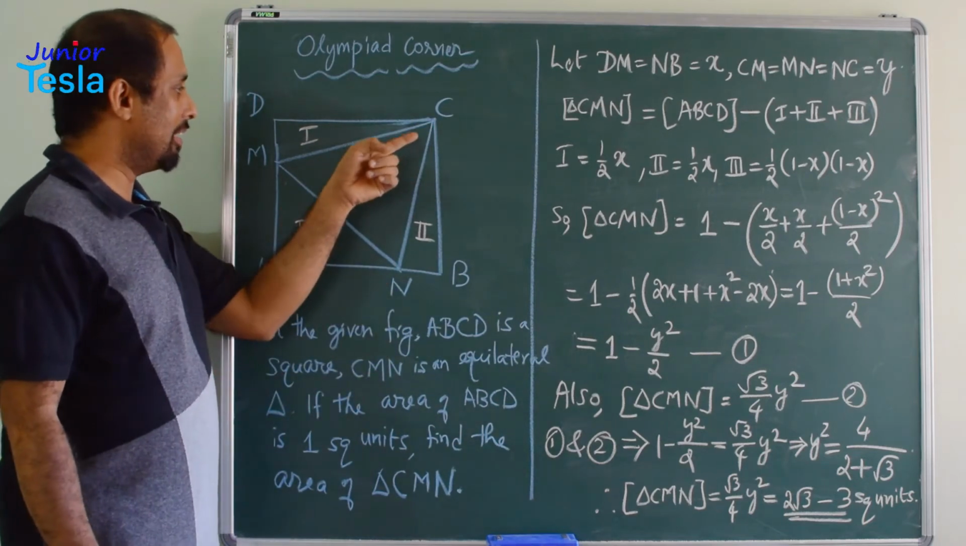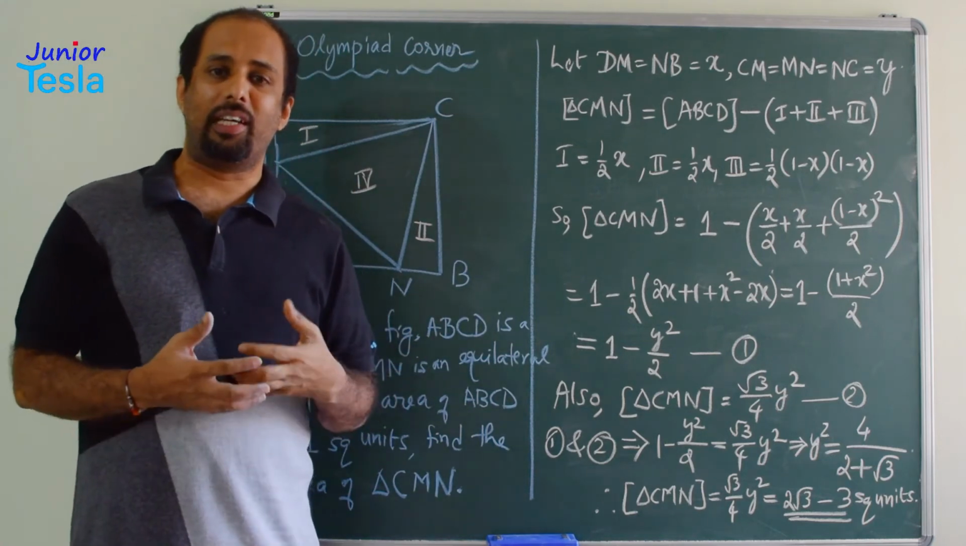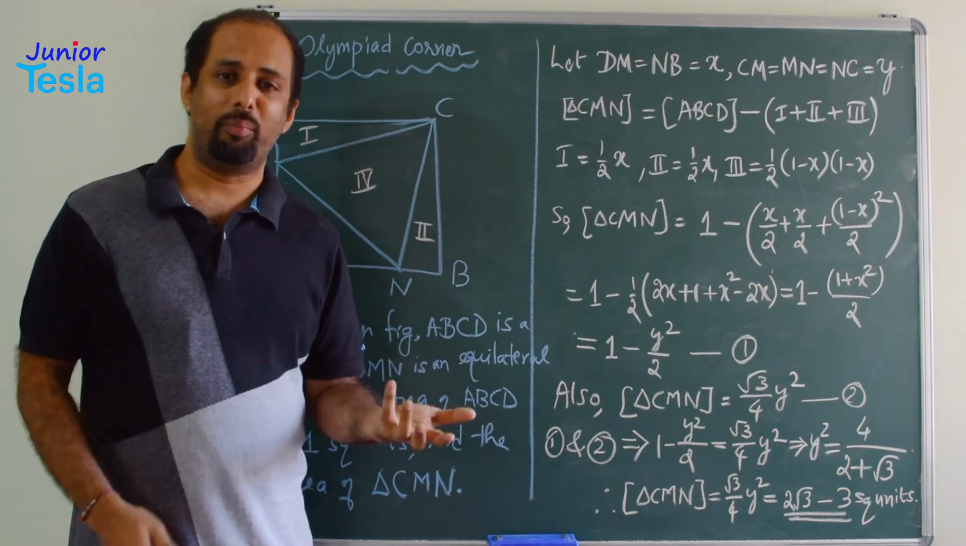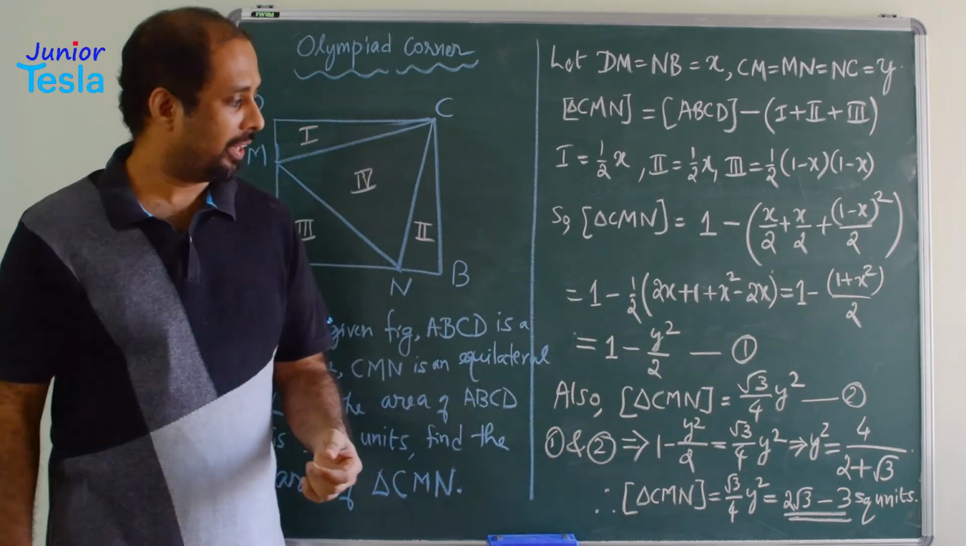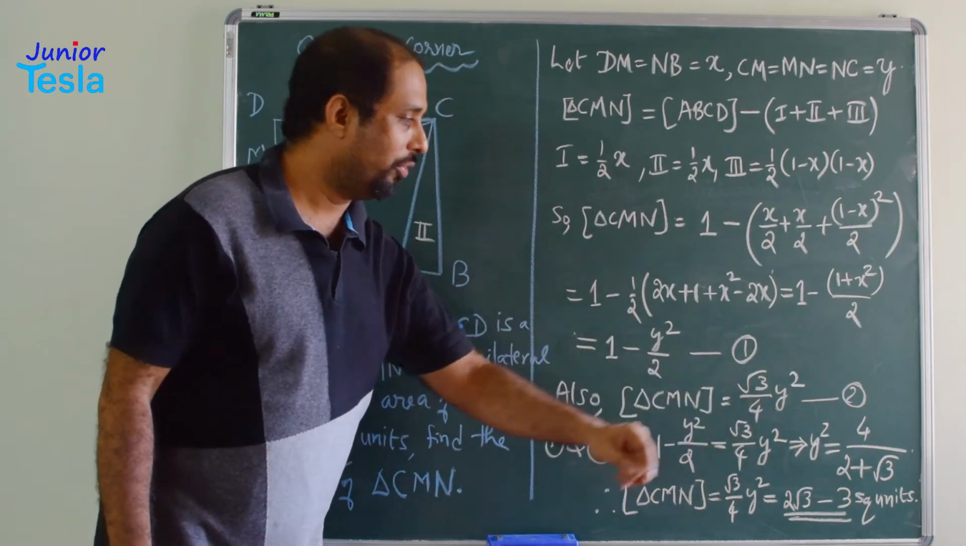But we can also find the area of this triangle CMN in another way, because we know that the side is taken as y, right? And also it is an equilateral triangle. So if the side is y, the area of the equilateral triangle will be root 3 divided by 4 into y square. So we will write the area in that way: root 3 divided by 4 into y square.